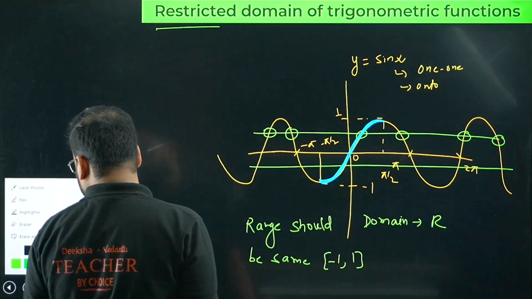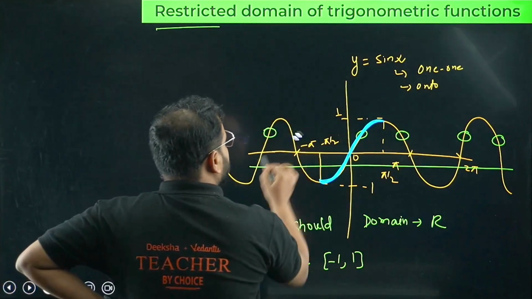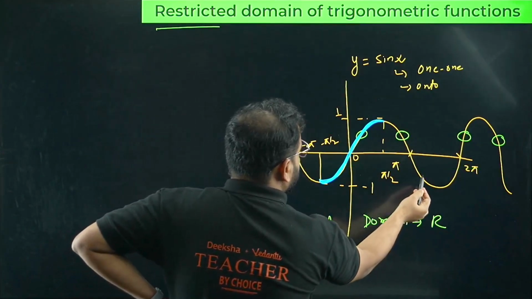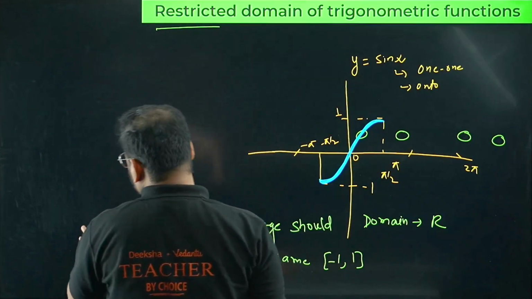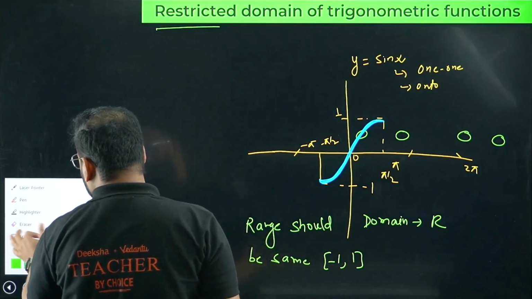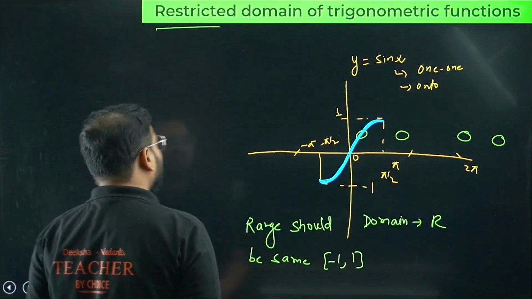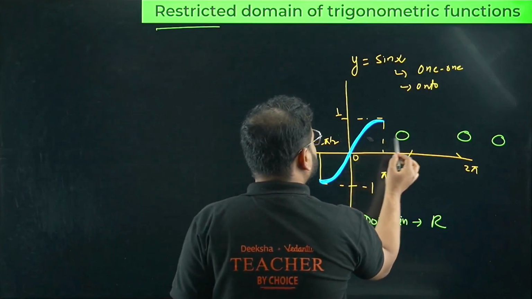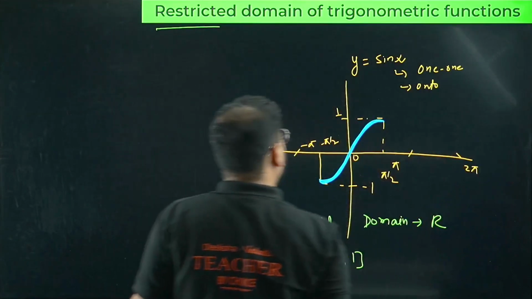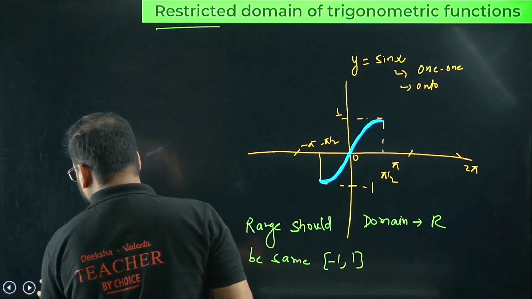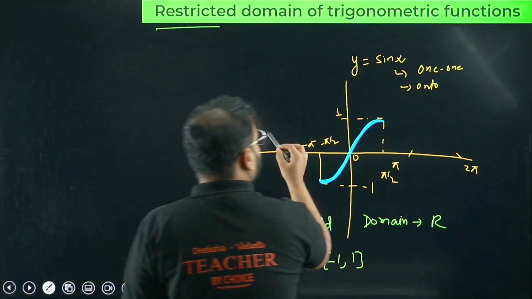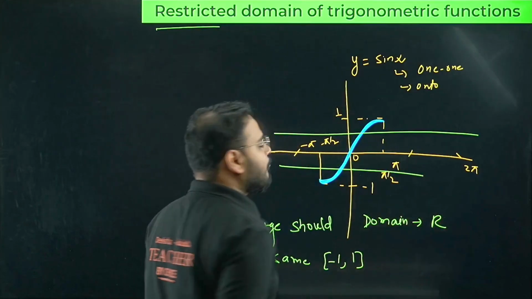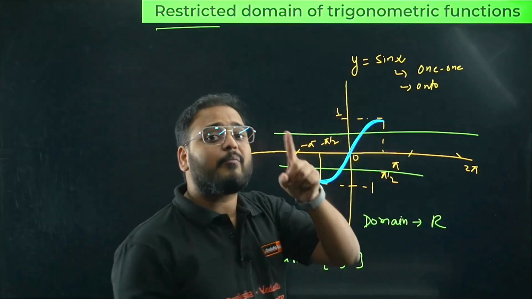Please check. I'll erase this, and this, and this also. Now check this out. What I have left here is, if I draw a line parallel to the x-axis, I'll have only one point of intersection, very beautifully. For one line, I'll have one point of intersection. Anywhere you draw, you'll have only one point of intersection.